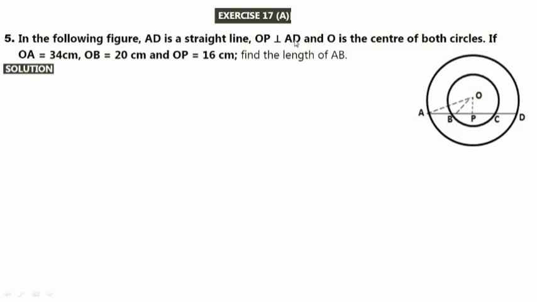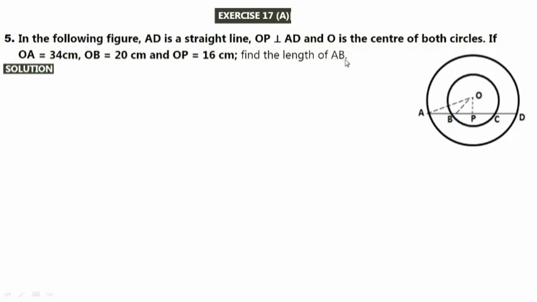OP is perpendicular to AB. And O is the center of both the circles. So O is the center for both inner circle and the outer circle. If OA is equal to 34 centimeter, OB is equal to 20 centimeter, and OP is equal to 16 centimeter, find the length of AB.